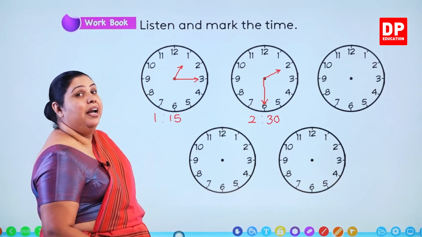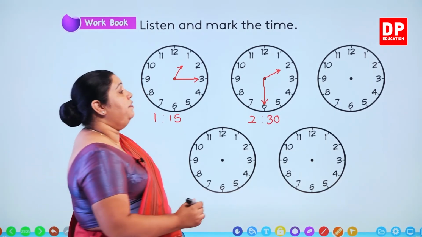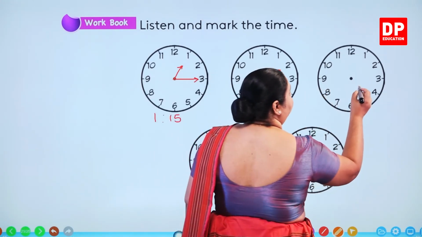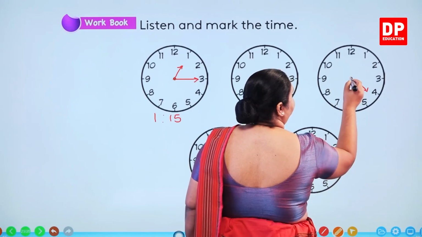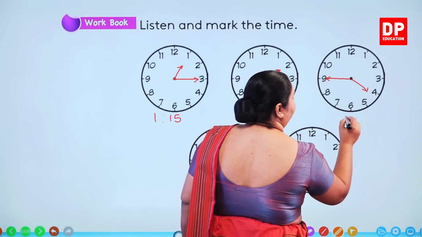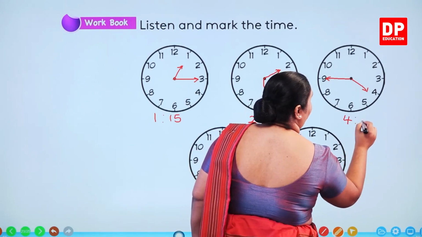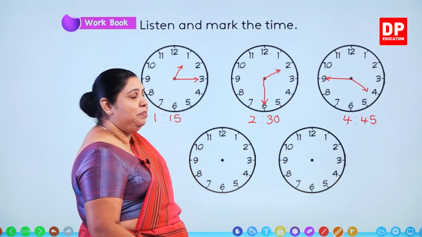Next one. I want you to mark the time 4:45. The short hand is in number 4 and 45 means the long hand should go to number 9. 4:45. I hope you also can mark the time with me.